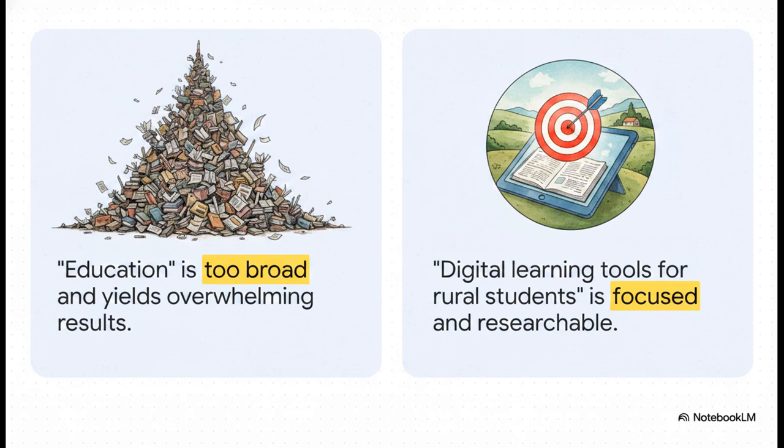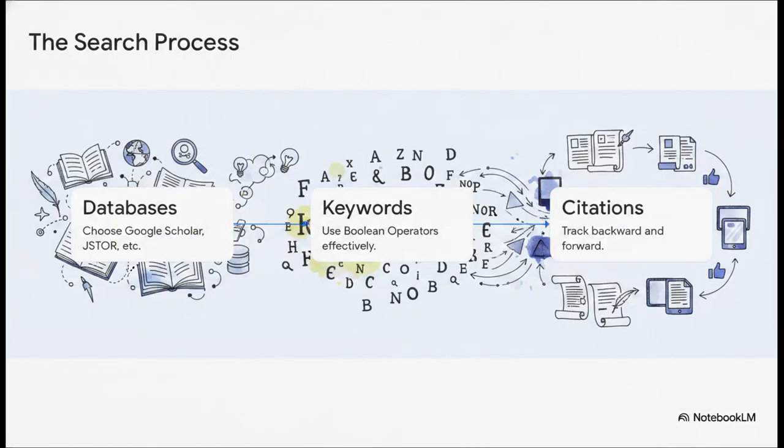But if you refine that down to something like the effective digital learning tools on academic achievement among rural secondary school students, you transform a vague, cloudy interest into a focused, highly researchable topic. By identifying specific variables, in this case, digital learning tools and academic achievement, and pinning down a specific population and setting, rural secondary school students, you give your search real direction and purpose. Narrowing your topic is absolutely crucial for your sanity. Once your topic is sharply defined, you actually begin the search process.